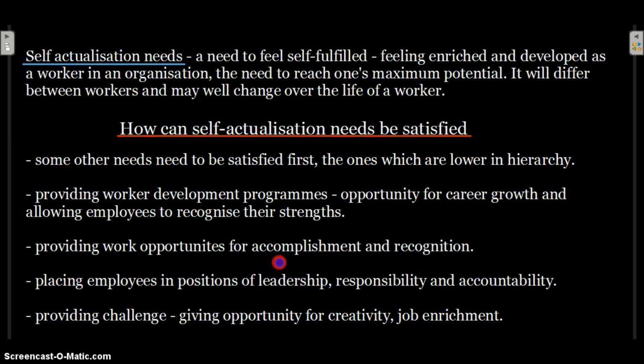Then you have to provide work opportunities for accomplishment and recognition. As long as you have opportunities where one can accomplish something, one can be recognized, one can have some challenging work, that could help in self-actualization. Providing worker development programs, opportunity for career growth, and allowing employees to recognize their strengths. Basically, you are just providing them training and development to enhance their skills, to learn new things where they can recognize what their potential is, what their strengths are.